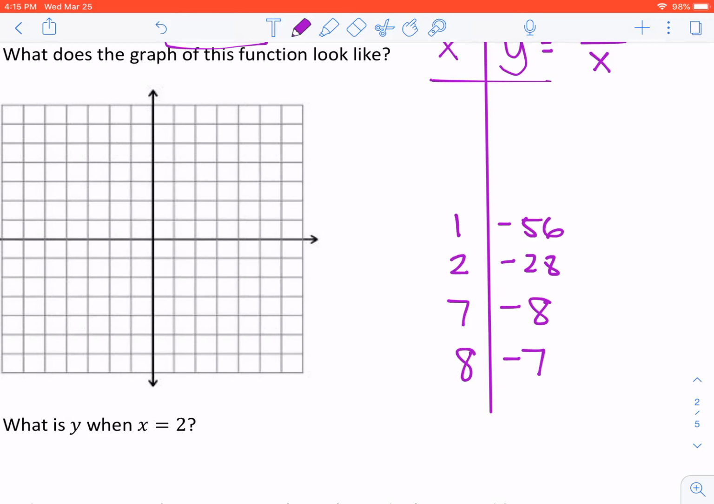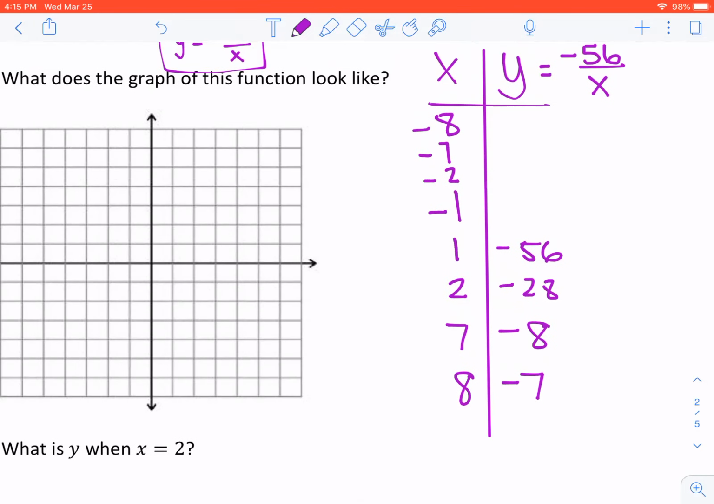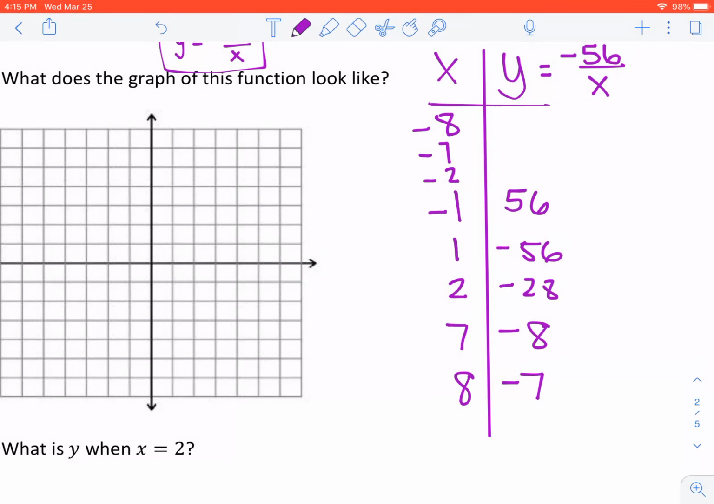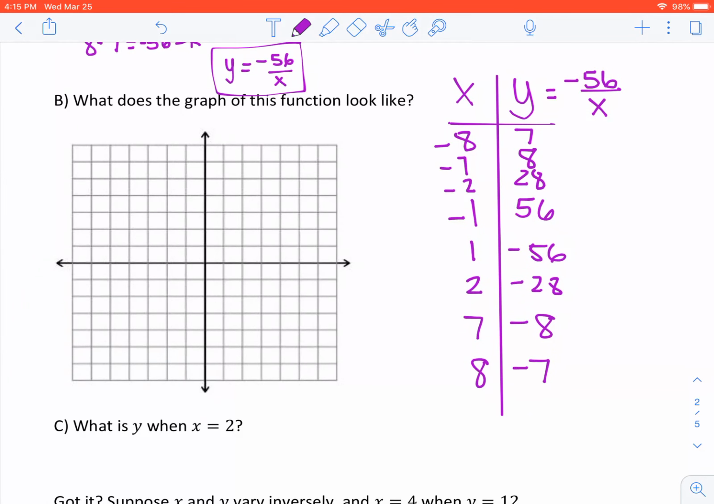Now, those are my positive x's. I'm also going to take these numbers. I'm going to do negative. So I'm also going to do negative 1, negative 2, negative 7, and negative 8. So whatever numbers you pick that divide into 56, make sure you're picking the positives and the negatives. And so negative 56 divided by negative 1 is 56. Negative 56 divided by negative 2 is going to be positive 28. Negative 7 into negative 56 is going to be positive 8, and negative 8 into negative 56 is positive 7. And so we have our t-chart.